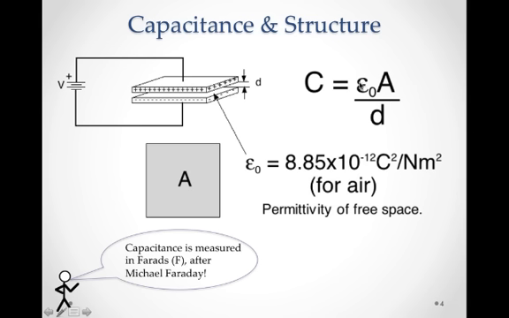We also have this term, which is the Greek letter epsilon, epsilon naught, and epsilon naught is a variable for the permittivity of free space, and basically this is a proportionality constant that makes these two variables, the surface area and the plate separation, create this capacitance. So it's a proportionality constant, 8.85 times 10 to the negative 12 coulomb squared over newton meters squared.